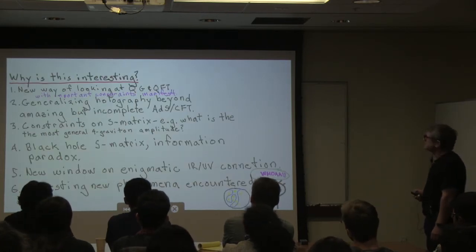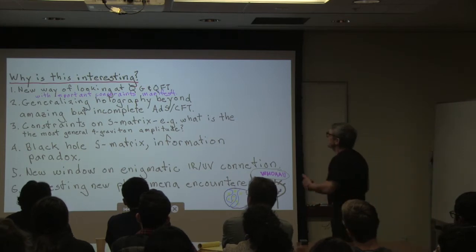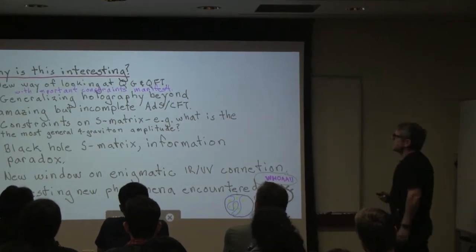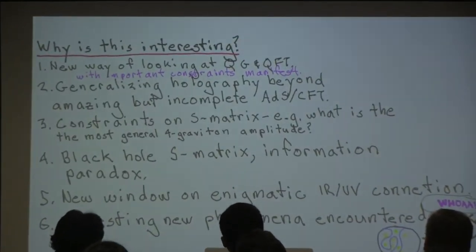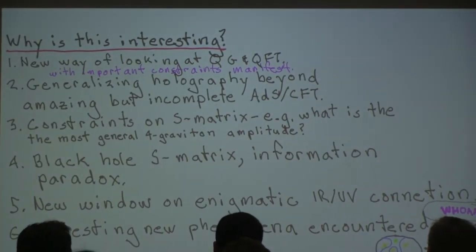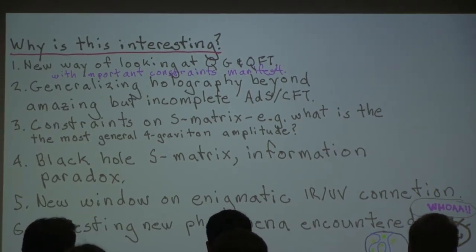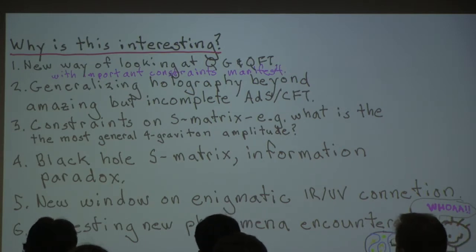So why is this interesting? Well, first of all, it's just a new way of reformulating the data of quantum gravity and quantum field theory. Some important symmetry constraints that are not manifest in the ordinary approach are manifest in this approach, but there are other things that are manifest in the ordinary approach that are not manifest in this approach. A good example of that is that space-time translation invariance becomes a very highly non-trivial constraint in celestial conformal field theory.